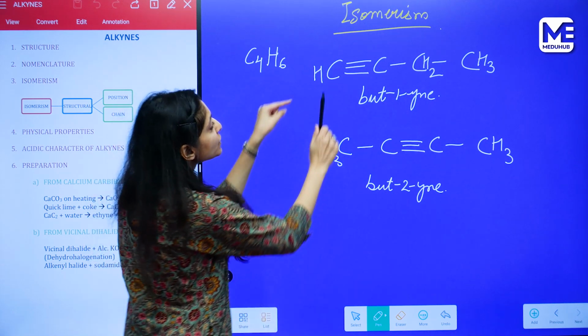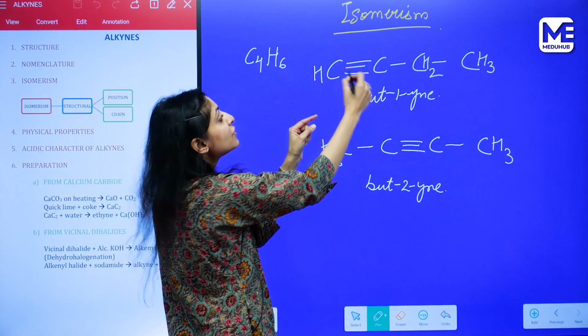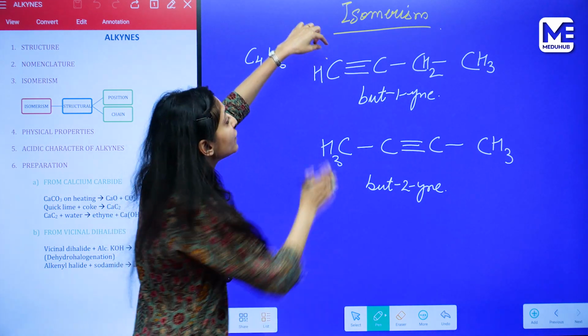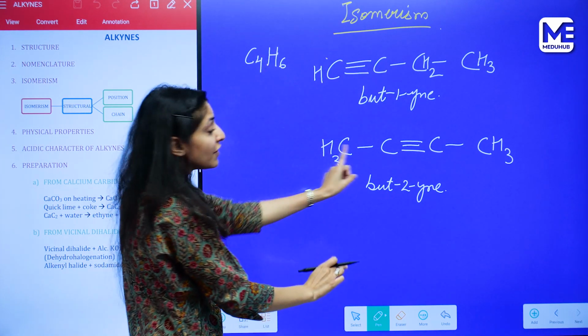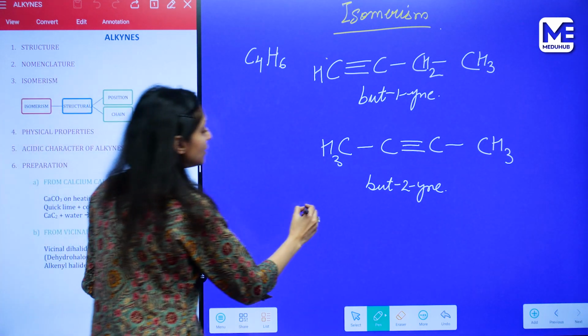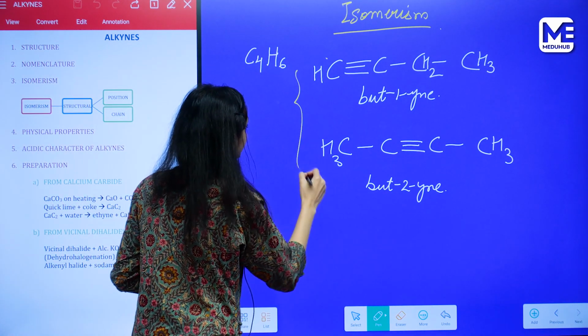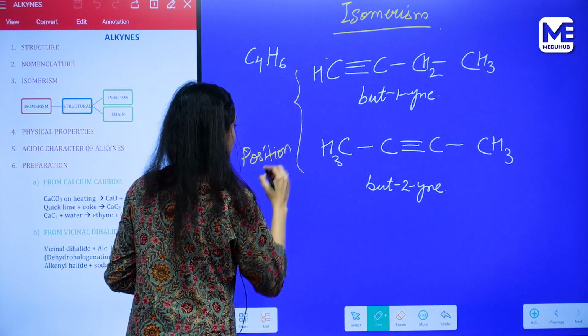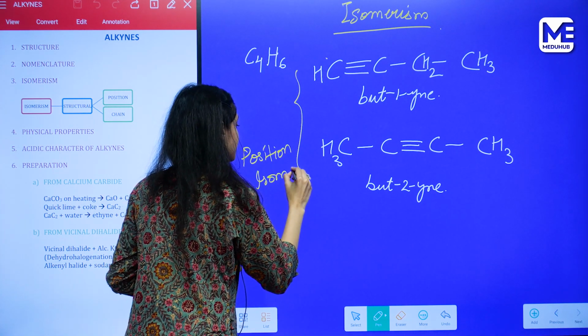Now can you see what isomerism is exhibited? Here only the position of the functional group, which is the triple bond, is varying. Here the functional group is at the first carbon, between the first and the second carbon. Here the functional group is between the second and the third carbon. So this is called position isomerism.